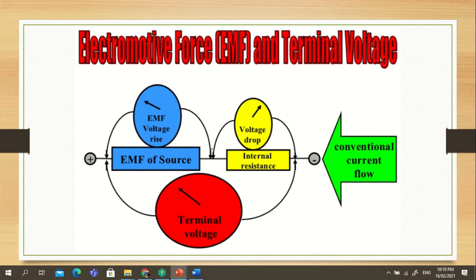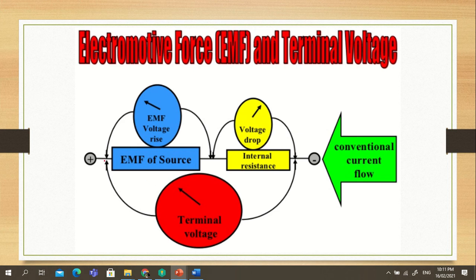If there's an internal resistance, of course, current will flow in that internal resistance, so there will be voltage drop. So when you measure from this end to this end, meaning from positive to negative, what you will see in the voltmeter, for example, is what we call terminal voltage.